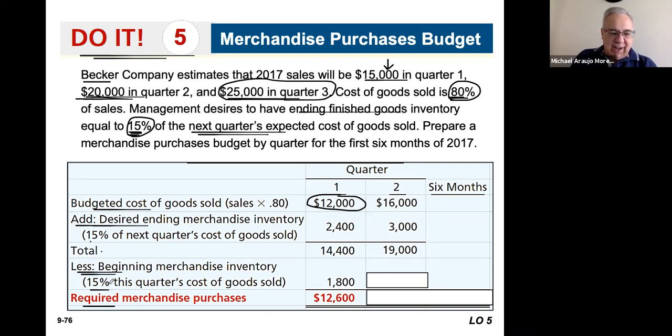We're going to be subtracting out 15% of this quarter's cost of goods sold. 15% of this is 2,400. And so we'll be spending $16,600 on merchandise purchases in the second quarter. And for the first half of the year, we'll be spending $29,200.